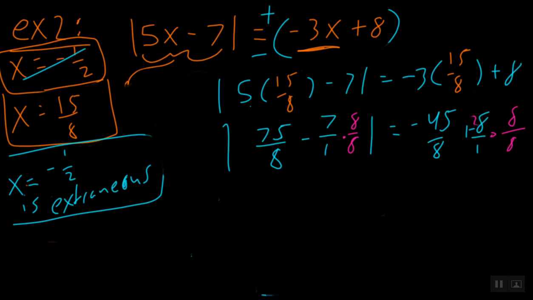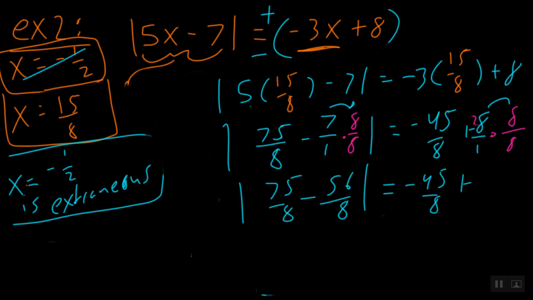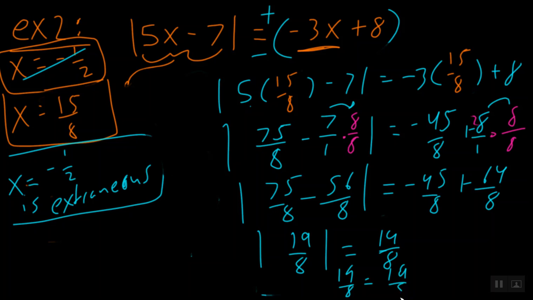And let's see what we get. Well, here we get 75 over 8 minus 7 times 8 is going to be 56 over 8, absolute value, equals negative 45 over 8 plus 8 times 8 is 64 over 8. And this is looking kind of promising. Let's see, 75 minus 56 appears to me that it would be a 19. I could be wrong, but we'll see. Okay, 19 over 8, absolute value, is equal to, and negative 45 plus 64 would also appear to be 19 over 8. Now the absolute value of 19 over 8 is 19 over 8 equals 19 over 8. And yes, this is in fact our solution.